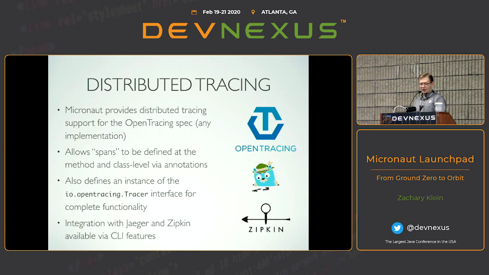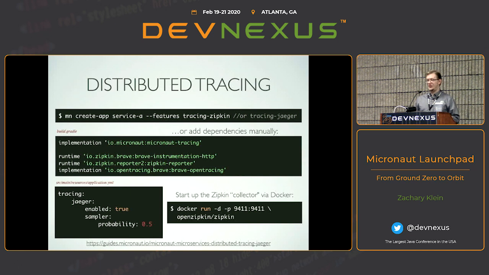And so Micronaut supports the open tracing spec, and there's multiple libraries that follow that specification. And then we have special integration with both Jaeger and Zipkin. Again, there's a CLI feature to add it to a new application, or you can add the dependency yourself. And a cool thing about the Micronaut user guide is that we always show you both options. So if you're creating your new app, here's the feature. But if you have an existing application and you want to add it yourself, here's the config or dependencies you need.